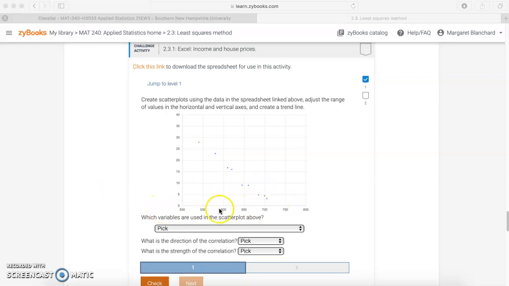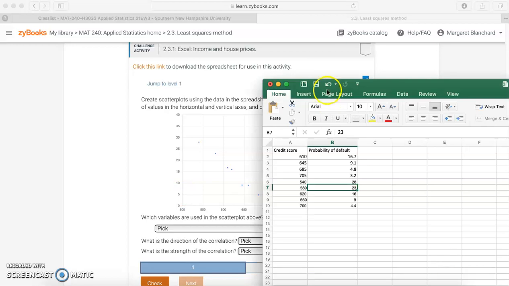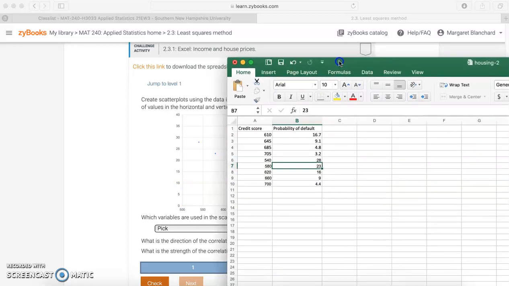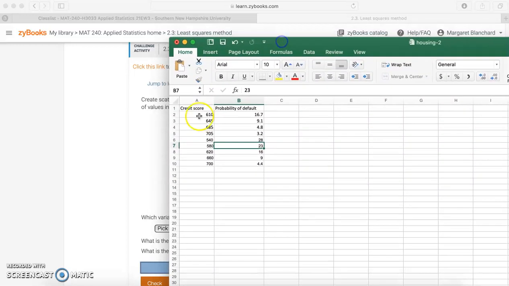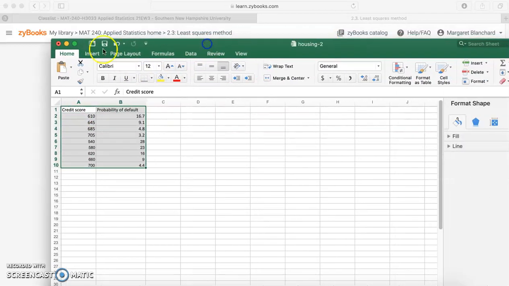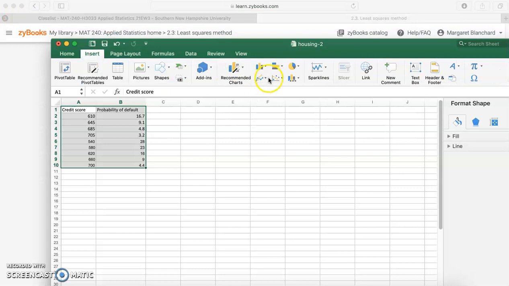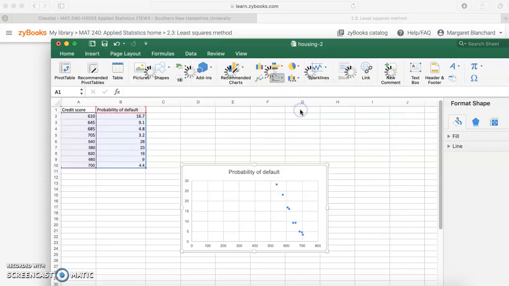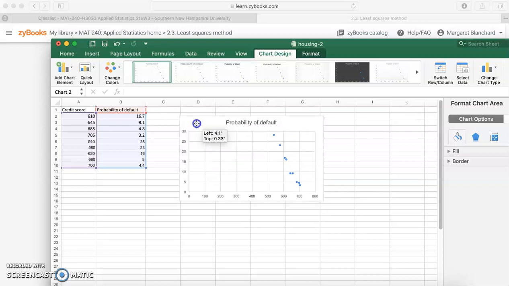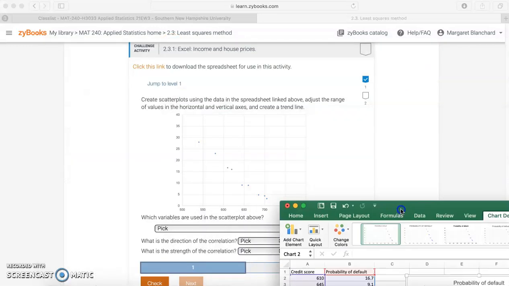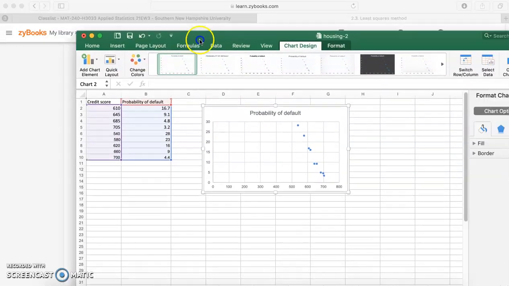Now, I'm going to tell you right now, I'm looking at this. I can tell the x variable is FICO score. The y variable up here looks like the probability of default, just based on the values I'm seeing. So I'm going to go ahead and create a scatter plot with this one. Highlight, go to insert, go down to scatter. Looks like we definitely need to adjust our scale. Let's see what they have there, 500 to 800.